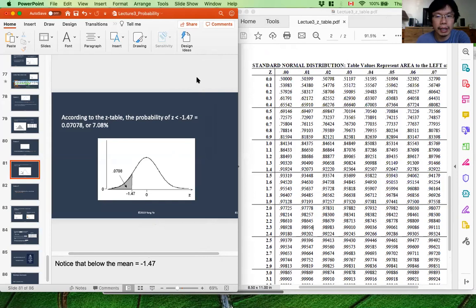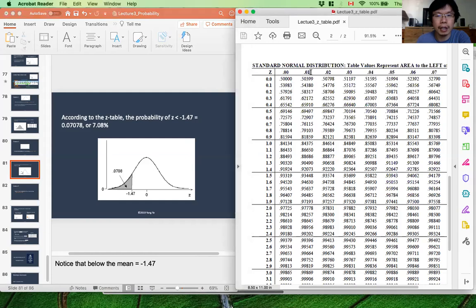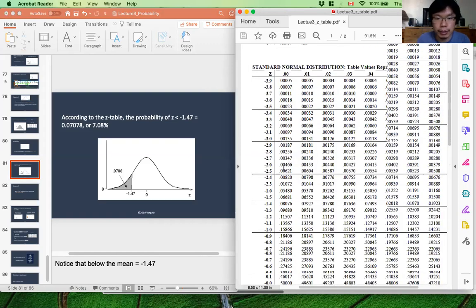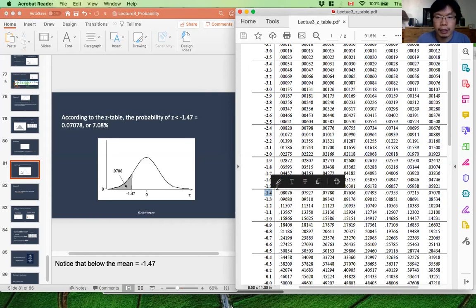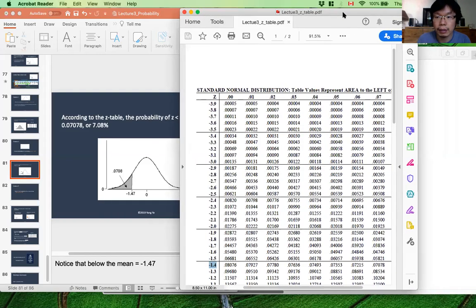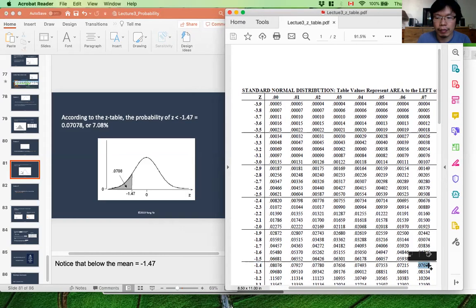Why do you use the columns again? The column is afterwards, right? So the columns are fine-tuned. The column indicates the second digit after the decimal, so you can have a Z value up to two digits after the decimal. Okay? To find -1.47, for example, as shown on the screen, you find 1.4 first. But then you go to the 7, right? You go to the 7th column, which is to the most right, I think it's 7. And then you have 1.47. Okay? That's just the columns.